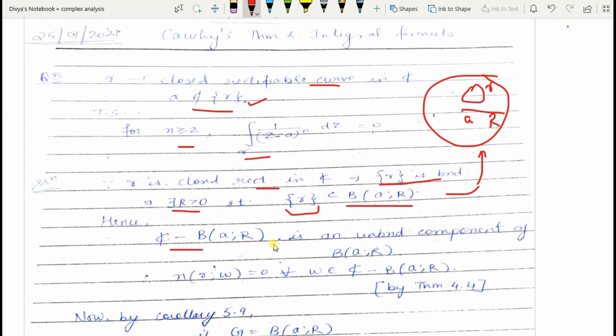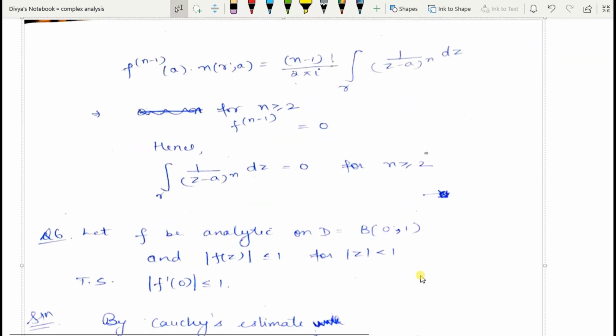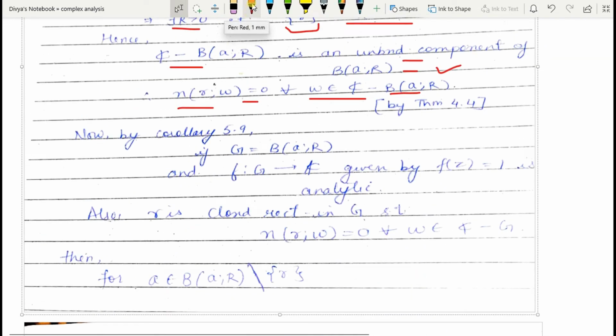Now, if we consider this region, the complex plane minus the closed ball is an unbounded component, right? Because this ball is the bounded component. So this whole complex domain is the unbounded component of the complement of the ball centered at a with radius r. Therefore the index of gamma with respect to w is 0 for all w belonging to this region. For all points of the unbounded component the index would be 0, right?